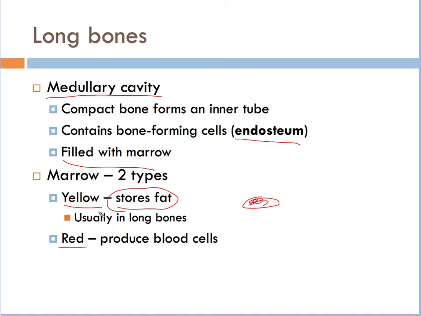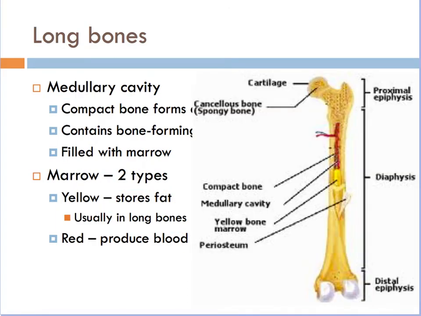Yellow marrow, fat storage, is found in long bones, so places like your femur, your humerus, your tibia, all of those store fat. Your red marrow is produced in a lot of your flat and irregular bones. So bones of your skull, bones of your pelvis are great producers of red blood cells.